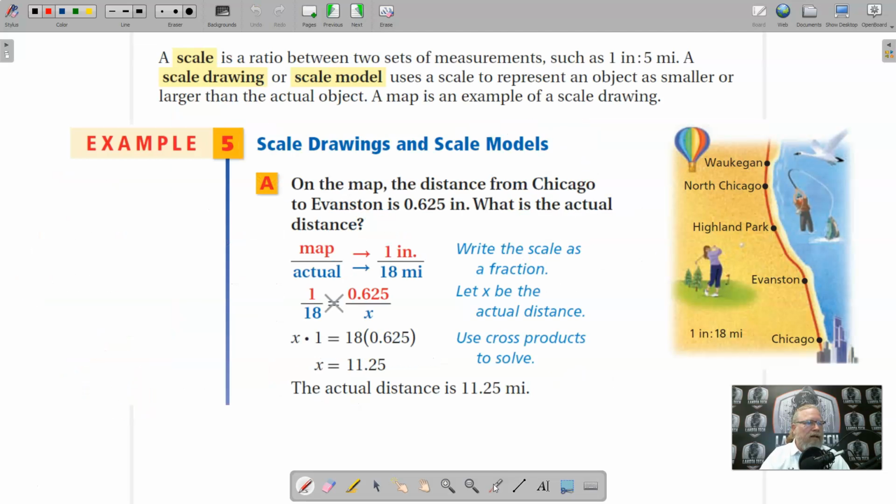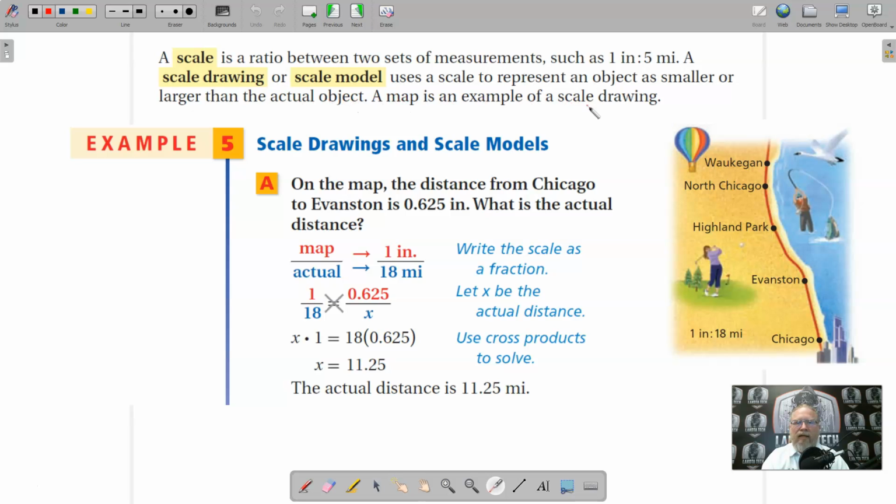All right, looking at the next page here, a scale is a ratio between two sets of measurements, such as 1 inch and 5 miles. A scale drawing or scale model uses a scale to represent an object as smaller or larger than the actual object.